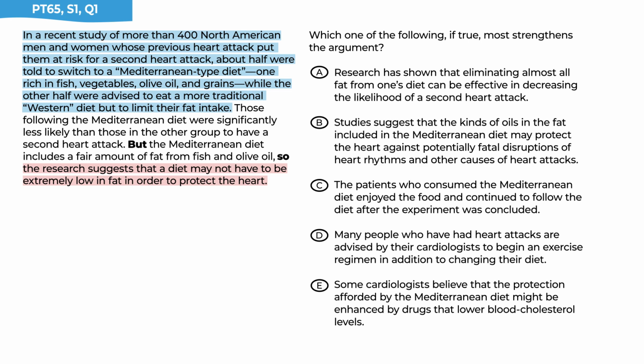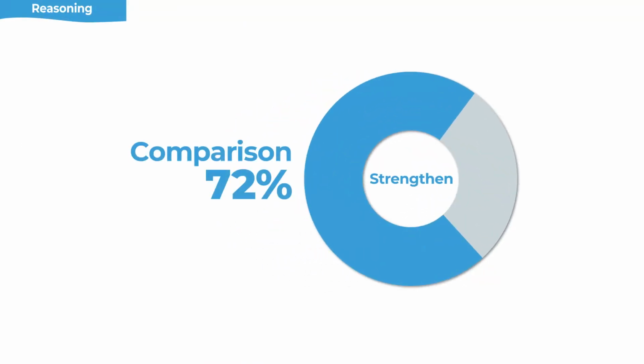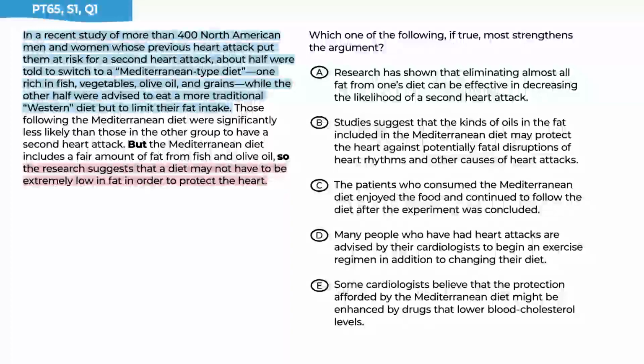And given some the recommendation to adopt a Mediterranean-type diet, and the others to maintain a Western diet, but just to limit their fat intake. So the first thing we notice is that this is a comparison again. 72% of all strengthening questions involve a comparison. So the comparison being made here is between those being put on the Mediterranean type diet and those that are being put on the Western diet.